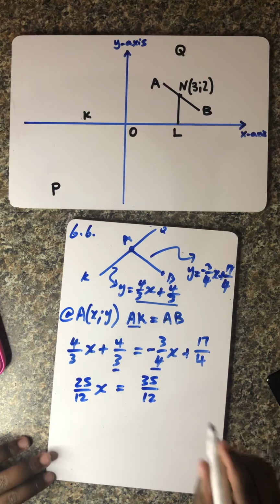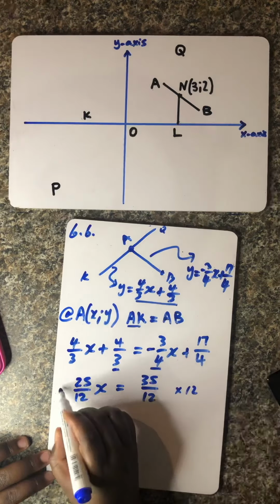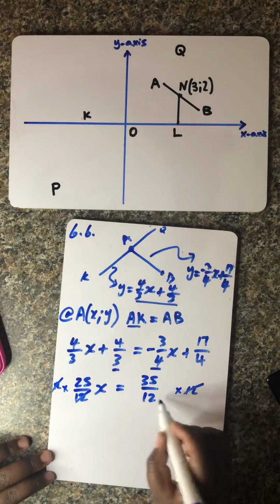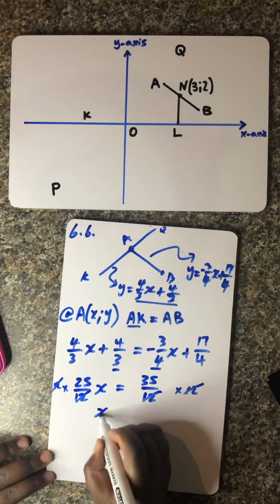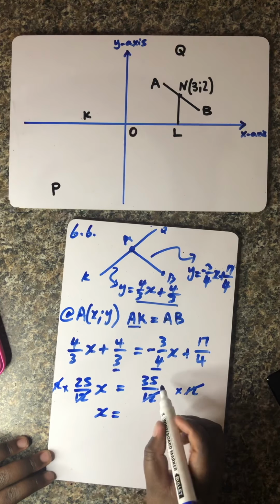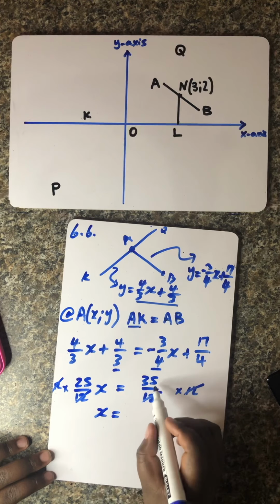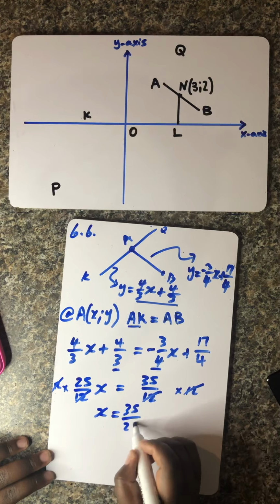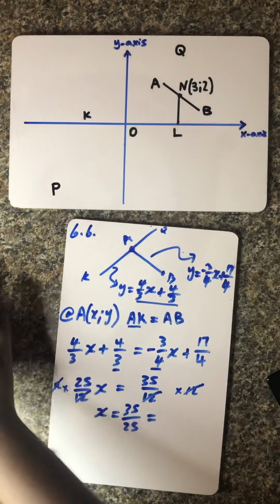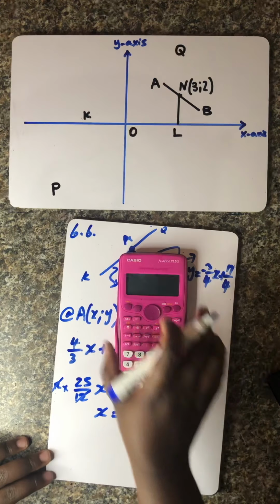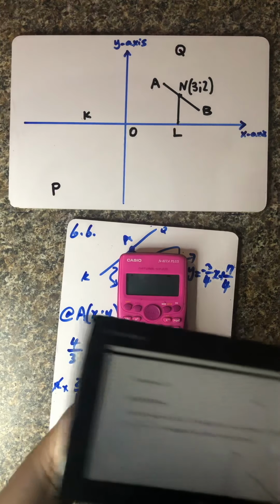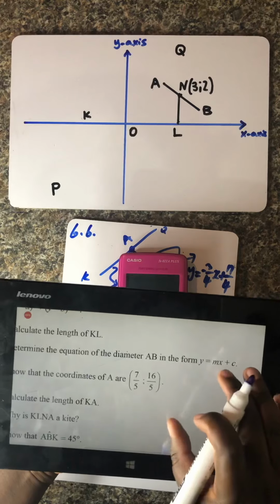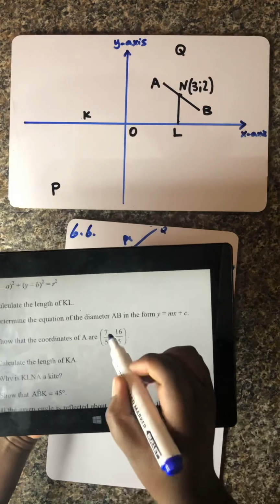Okay, so you can just multiply both sides by 12. Just so that it cancels, what you did on the left, you also do on the right. So that means x equals 35 over 25. Ladies and gentlemen, if we don't get the x value the same as the one in the question, then something is wrong. So when I punch this on a calculator, I must get 7 over 5.